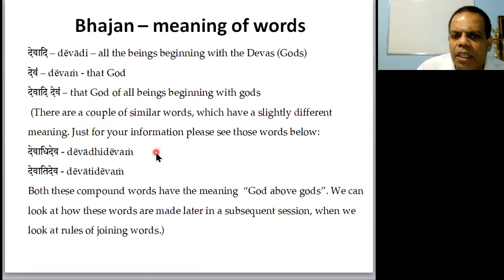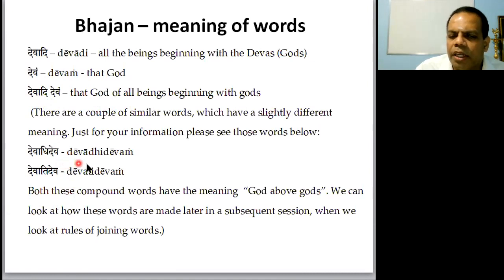There are a couple of similar words. I thought I would just touch upon them. You can see why the pronunciations can change the meaning. In this case, the meaning is not too different, but I just wanted to introduce and show you how pronunciation can change the meaning completely. The first one is Deva Dhi. Here it is the third letter in the Ta Varga, Dhi. This is an aspirated one, Dhi. Devadhideva.